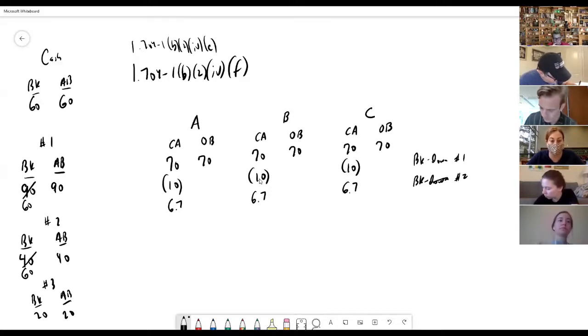I'm sorry, not book down, book up. And then we're going to book up number 3 as well to its fair market value, which is 40 of gain. Just going to go 13.3.